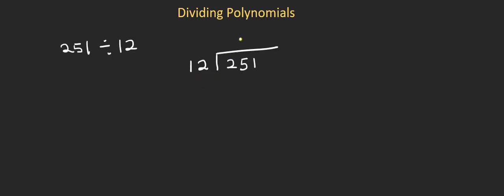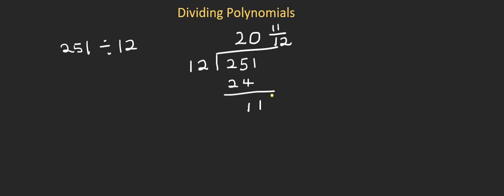So how many times does 12 go into 25? 2. So you multiply 2 times 12, you get 24. And then what you do is you subtract. When you subtract, it's like adding the opposite of 24, so you're adding negative 24 to 25. So it becomes 1, and then you bring down the 1. Now how many times does 12 go into 11? 0. So 11 is our remainder, and you write it as 20 and 11 over 12.